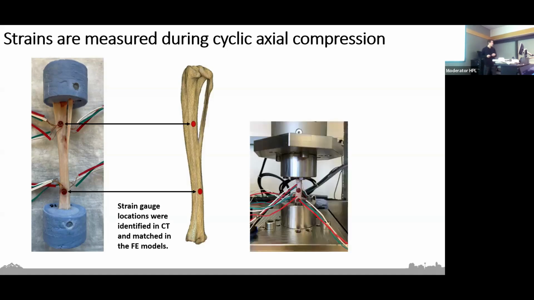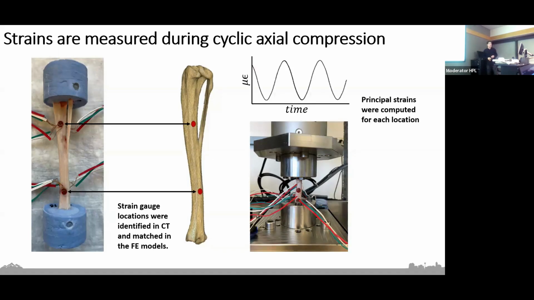And then we take those bones and load them cyclically in uniaxial compression. We do this for about 20 loading cycles, just to allow some time for any compliance effects. At that final loading cycle, we compute the maximum and minimum principal strains. We do that for all 6 of those locations of interest across every single bone, and those are the experimental strains that we'll compare back to when we get our predictions from our finite element models.